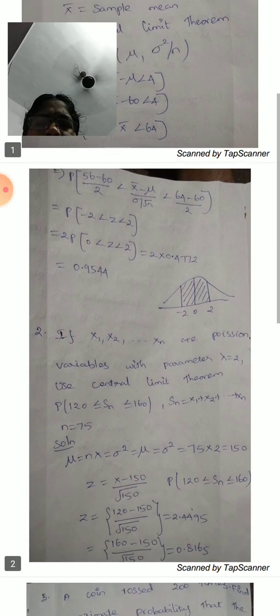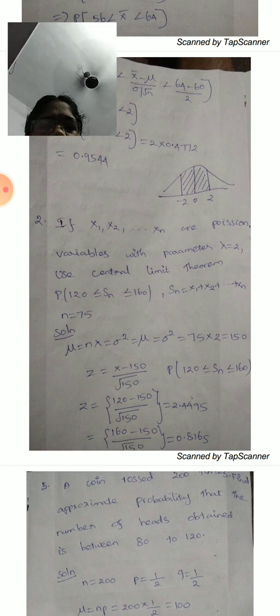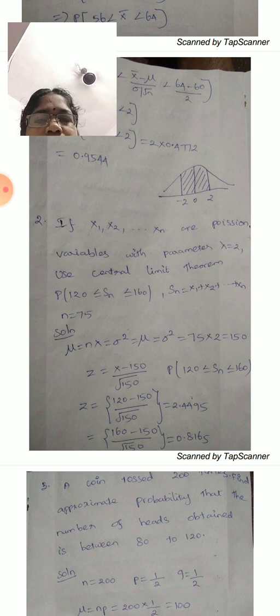Another problem: if x1, x2, up to xn are Poisson variables with parameter lambda equal to 2, use the central limit theorem to find the probability of 120 less than or equal to Sn less than or equal to 160, where Sn equals x1 plus x2 up to plus xn, and n is given as 75.